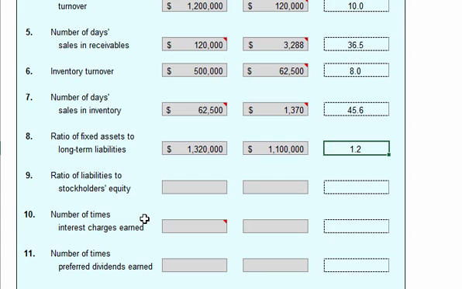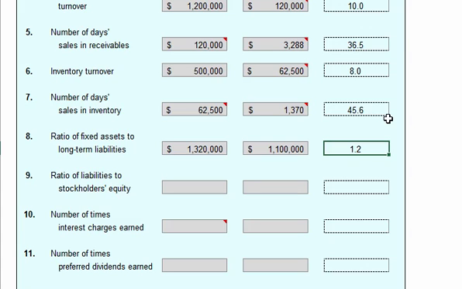Okay, next we have ratio of liabilities. You'd like to see this one be higher if possible. Let's go back to this number of days sales and inventory. It depends there on what you're selling. Would you like that to be higher or lower?